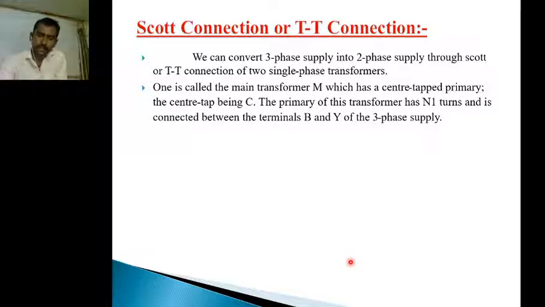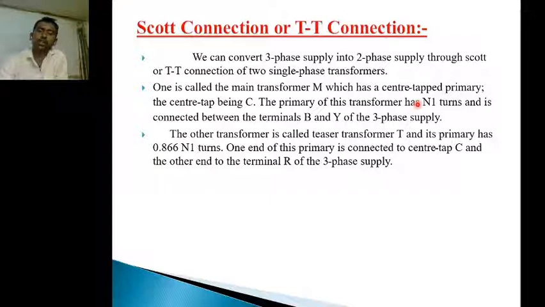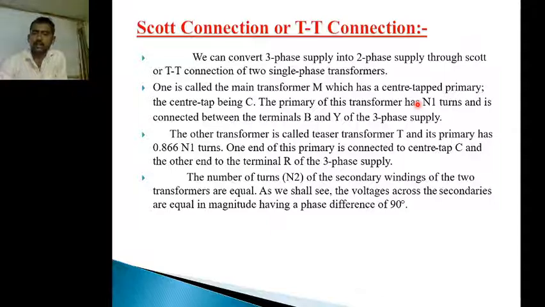In the main transformer we have the primary winding, which is center tapped. The primary winding has n1 turns, so center tapped means n1 by 2 turns and n1 by 2 turns. At the center we connect the primary of the teaser transformer, which has a tapping of 0.866 n1 turns. The number of turns on the secondary windings of the teaser transformer and the main transformer are the same, and the voltages across the secondaries are equal in magnitude, with a phase difference of 90 degrees.